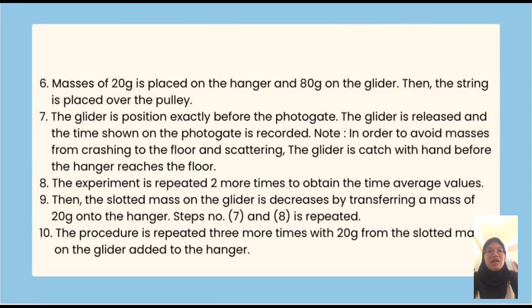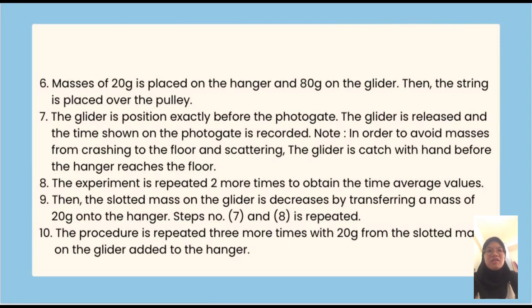Seventh, the glider is positioned exactly before the photo gate. The glider is released and the time shown on the photo gate is recorded. Note the order to avoid masses from crashing to the floor and scattering. The glider is caught with hand before the hanger reaches the floor. Eighth, the experiment is repeated 2 more times to obtain the average time values.